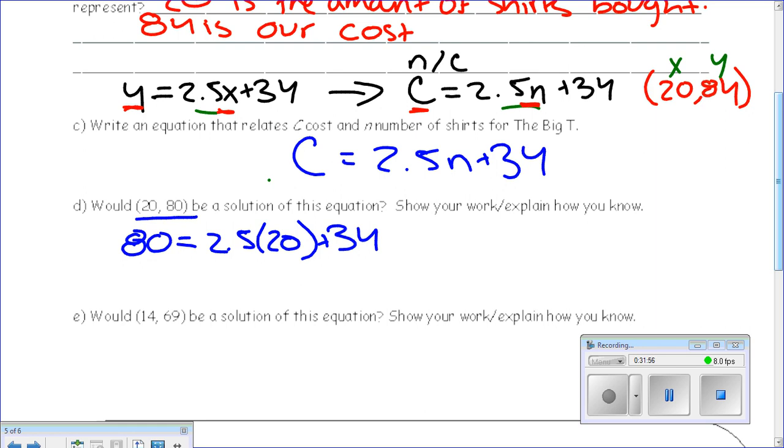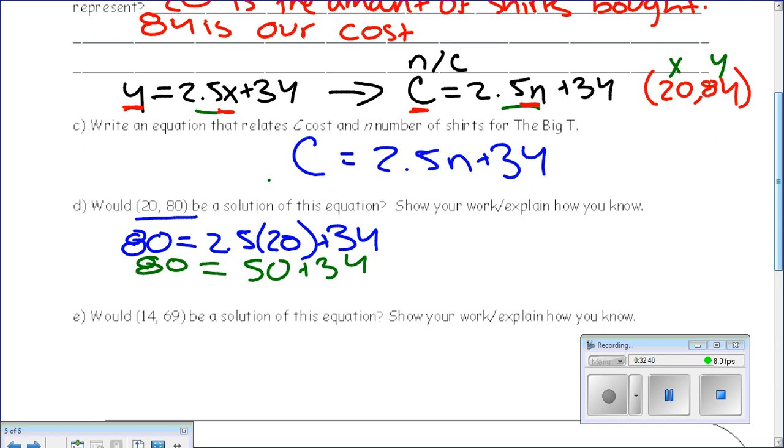When I plug those in, what should I get on the right-hand side? 2.5 times 20 gives me what? I'm sorry? Robert? Okay. Are you sure? Yep, 50. So 2.5 times 20 gives me 50 plus 34. My left-hand side still has 80. Now if I were to keep combining my 50 and 34, Lily, what happens? It looks very similar to 3A, but look at your coordinates. In 3A, they told us 20, 84. In D, they told us 20 and 80. So it's different numbers. They look very similar, but they're different numbers.